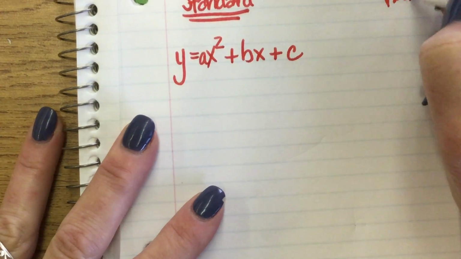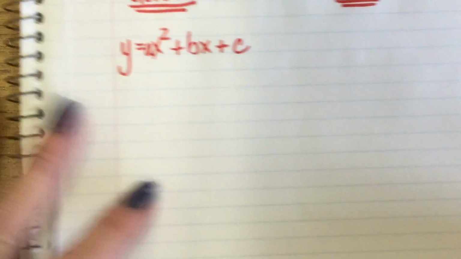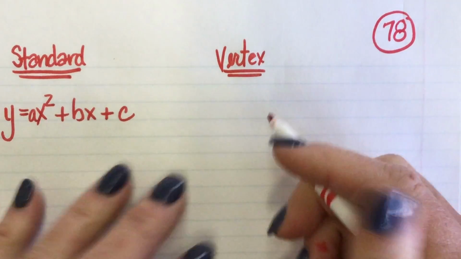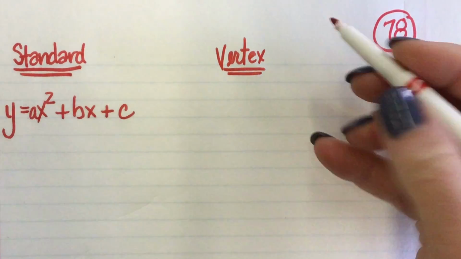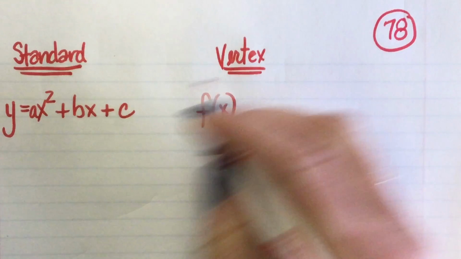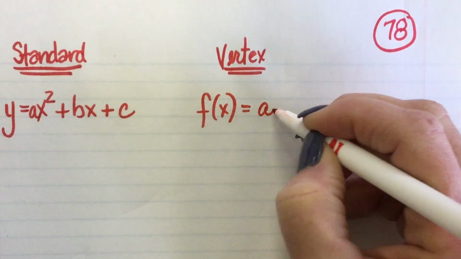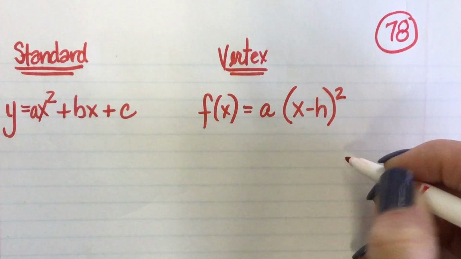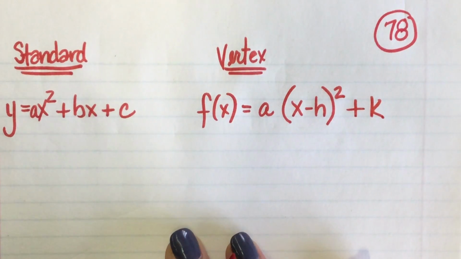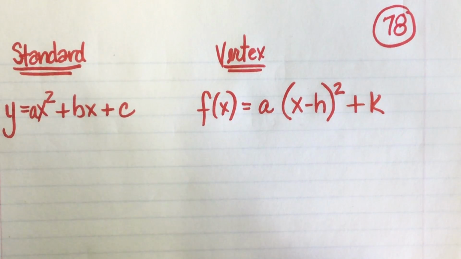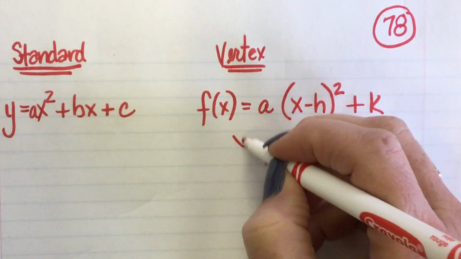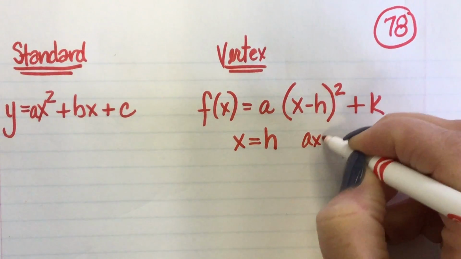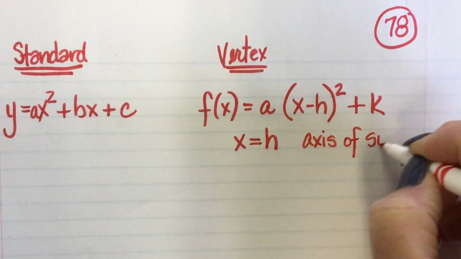Now what we're going to do is move into the vertex form. So we understand two different forms, and they both have different functions. So the formula, I'm going to go ahead and do function notation, is f of x equal to a times x minus h squared plus k. Okay? And this is the vertex form. x is equal to h is the axis of symmetry.